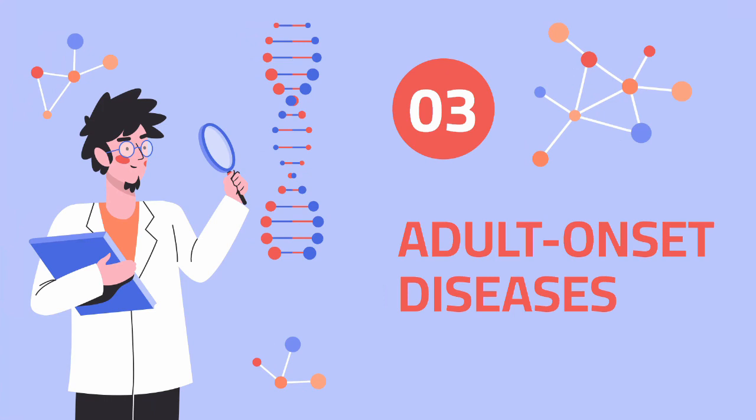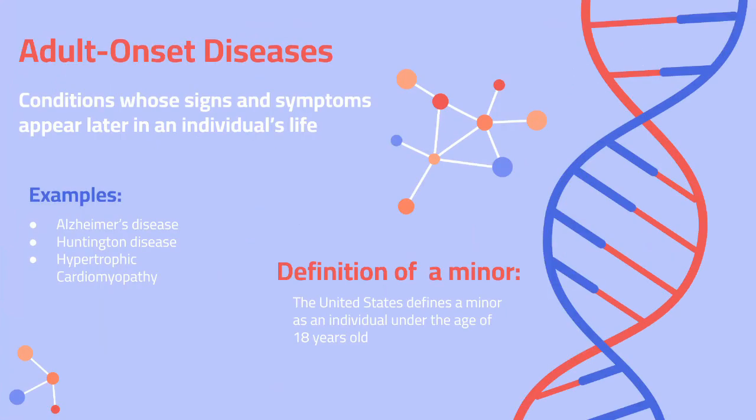Let's discuss what an adult onset disease is and why children may be tested for these conditions. Adult onset diseases are conditions whose symptoms appear later in life. Some examples include Alzheimer's disease, which is a type of dementia affecting memory, thinking, and behavior; Huntington's disease, which we discussed previously; and hypertrophic cardiomyopathy, which is a condition causing thickening of the heart, making it more difficult for it to pump blood. In the United States, a minor is an individual who is under the age of 18 years old.